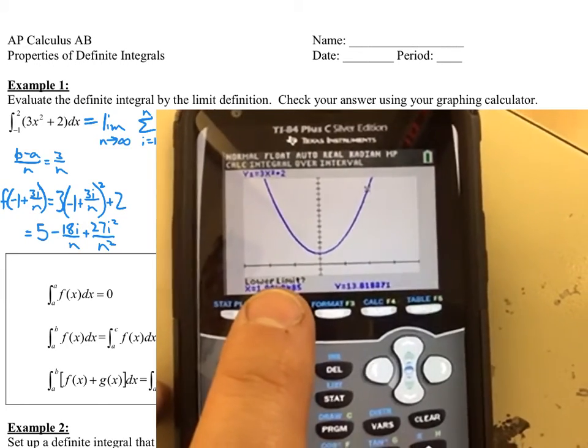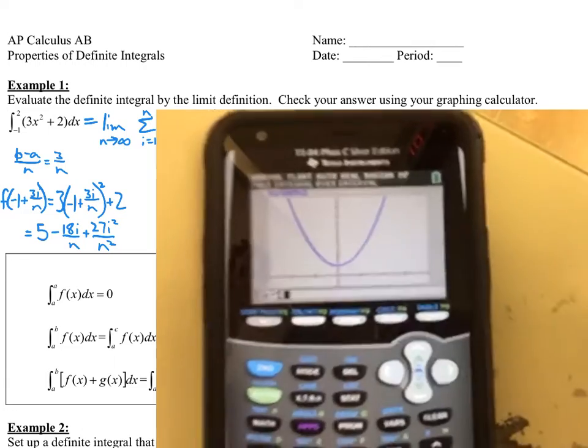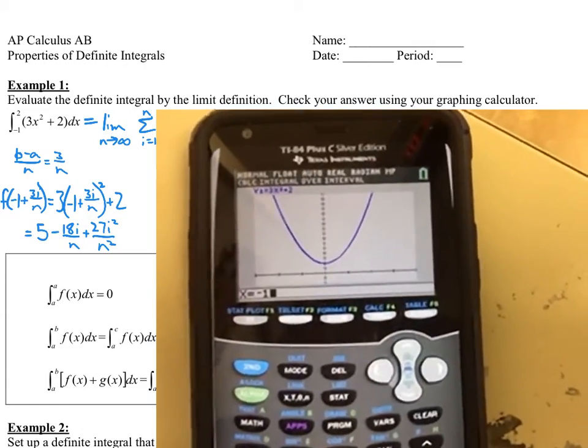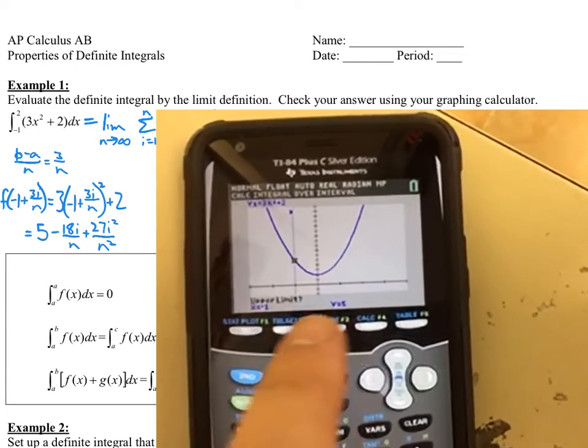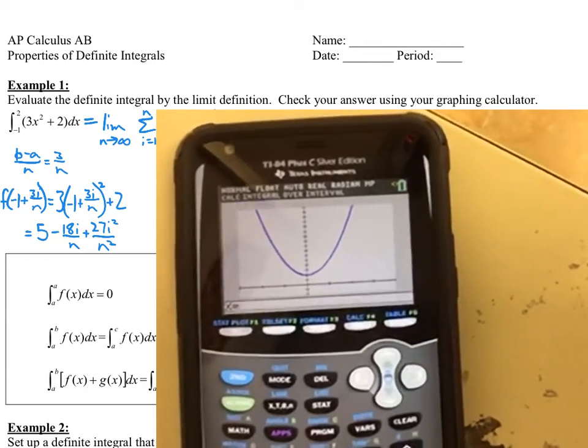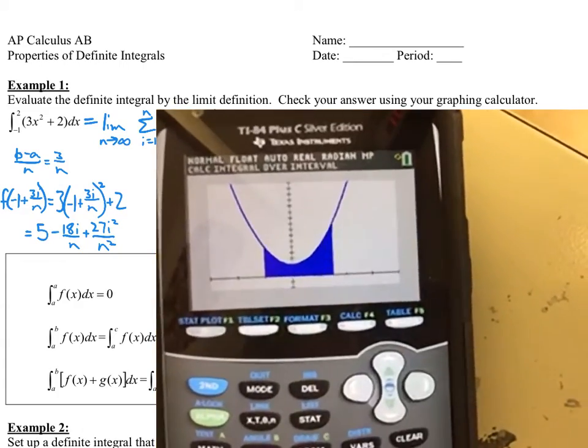All it asks you for is a lower limit, which you can type in. Don't try to just trace over and get close enough. Type in the value, so -1. The upper limit is 2. When I hit enter, notice there's the area.